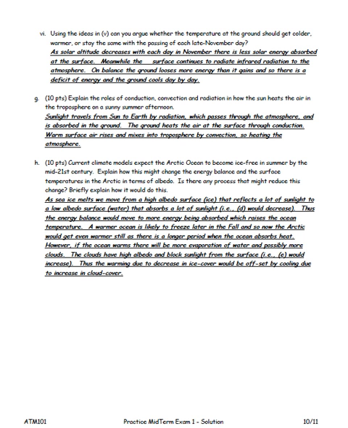So as solar altitude decreases with each day in November, there is less solar energy absorbed at the surface. Meanwhile, the surface continues to radiate infrared radiation to the atmosphere, and on balance the ground loses more energy than it gains, and there is a deficit of energy and the ground cools day by day.